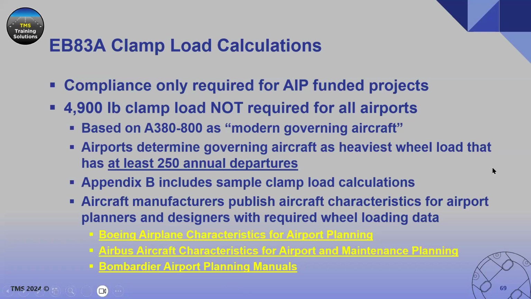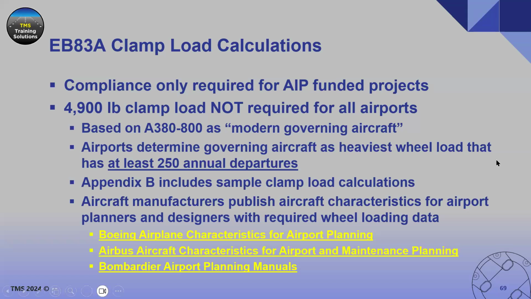So what EB83A does is it defines that 4,900 pound clamp load as being sufficient for a modern governing aircraft. But individual airports can evaluate based on their traffic and their environment and still be compliant with EB83A. So my first point there is to say that compliance with EB83A is only required for AIP funded projects. And now it's a best practice to make sure you have a solid bolted joint and that you're maintaining it properly. But actual compliance is only required for AIP funded projects.